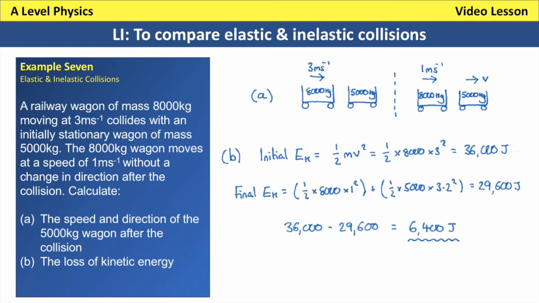Part B, we were working out the loss of kinetic energy. So to work out the loss of kinetic energy, we work out the initial kinetic energy to be 36,000 joules. We work out the final kinetic energy to be 29,600 joules, and the difference between those gives us the loss of kinetic energy as 6,400 joules.